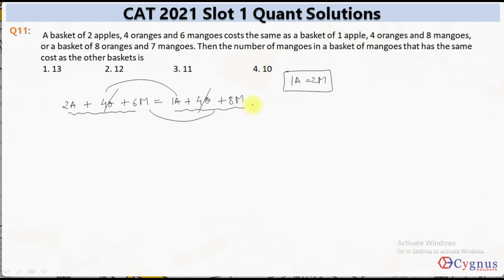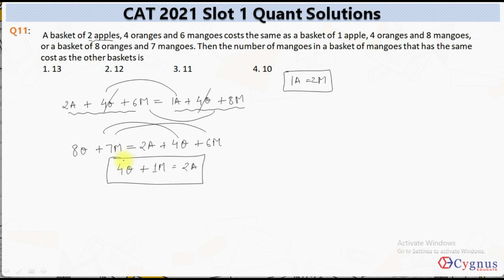Now I want a relationship between what? Apple and oranges also. So let's equate one more equation. What's given here? 4 oranges and 8 mangoes, or a basket of 8 oranges and 7 mangoes. The cost of 8 oranges, I'll put 8O plus 7 mangoes. This is equal to what? The cost of first part, 2 apples, 4 oranges and 6 mangoes. So I'm going to get the relationship between what? Oranges, mangoes and apples. How do we write it? Apples, I don't have apples here. 7M goes on that side, or when you solve it, everything comes on this side except the apples. So what I'll get? 8 oranges minus 4 oranges will give you 4 oranges. 7 mangoes minus 6 mangoes will give you 1 mango is equal to 2 apples.